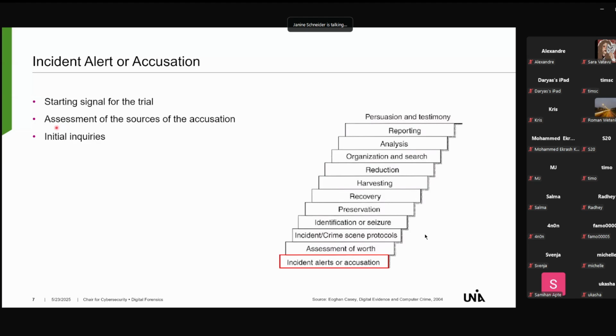The first thing that is usually done is an assessment of the sources of the accusation. So the police will ask, why did you think somebody stole something at the supermarket? Who reported the attack on the company, stuff like that. And we have initial suspicion here in this phase. In German, it would be Verdacht. So everything starts with the Verdacht.